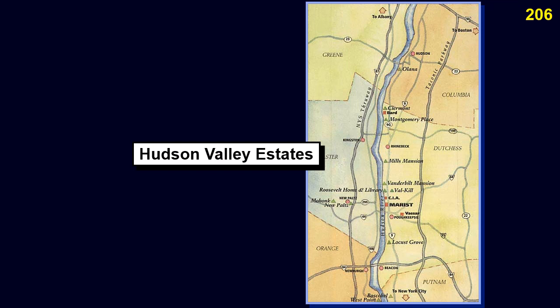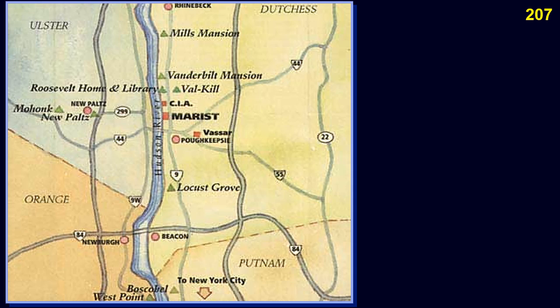Chapter 13. Hudson Valley Estates. There are many great estates along the Hudson Valley. Here are some of the great estates along this part of the lower Hudson Valley in Ulster and Dutchess counties.